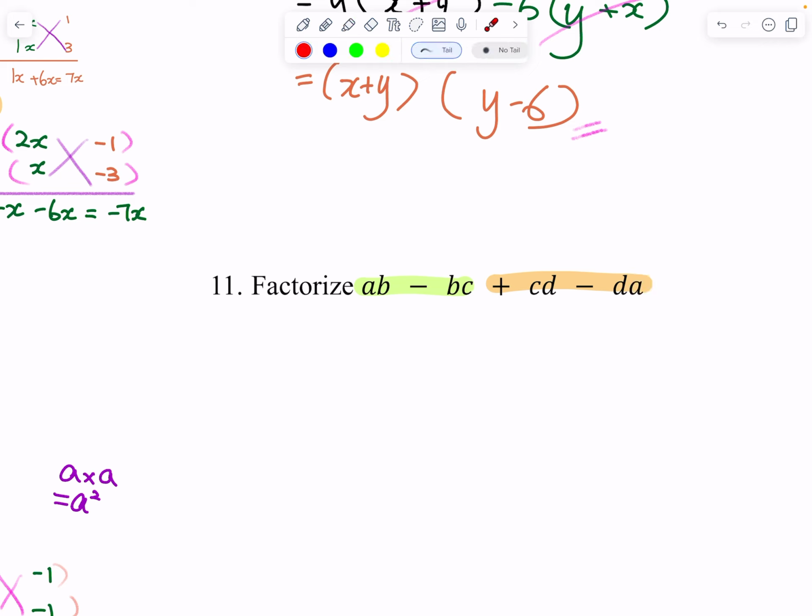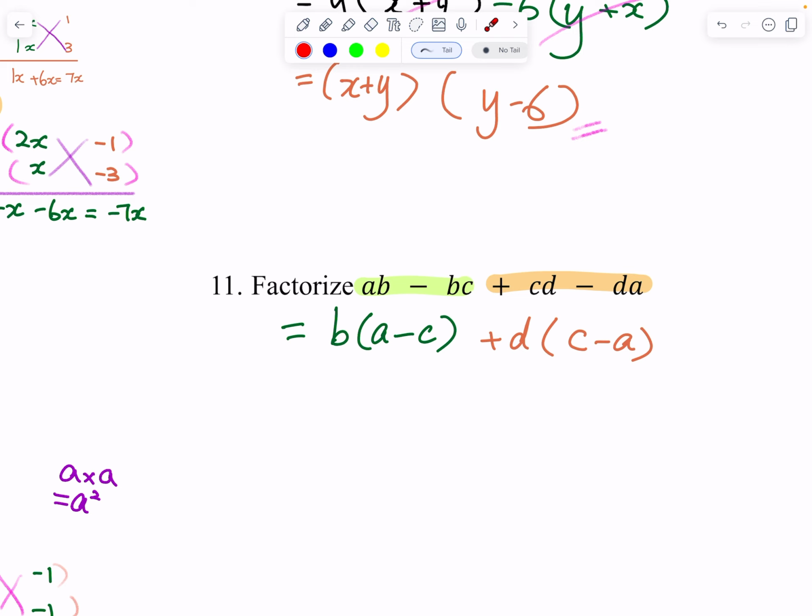So the first part. Anything the same? Yes. Both have B's. How about the back? Both have D's. Oh, look at that. Now from these two, anything the same? They look the same, but they're not exactly the same. What do I do?